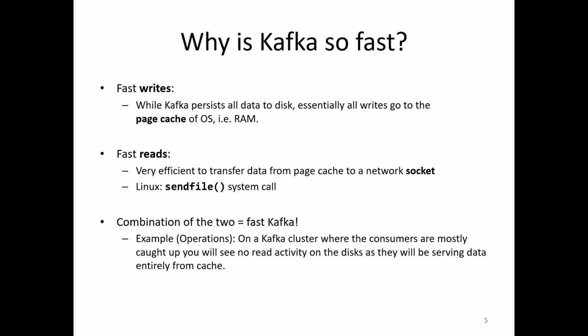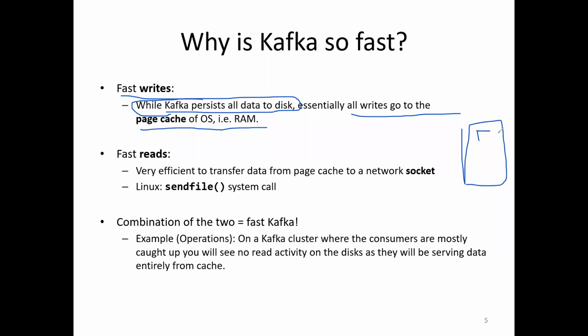Fast writes: Kafka persists all data to disk. Obviously the hard disk is much more spacious than the RAM. So I can't store all the data in the RAM, but if I want to process the data for consumers, then I have to use the RAM. All the writes go to the page cache of the OS, that is the RAM. If I am the publisher, then the data I write goes to the RAM first, and then the consumer consumes it as a topic, and then I can persist this to the disk, for example, in MongoDB. Did that make sense?